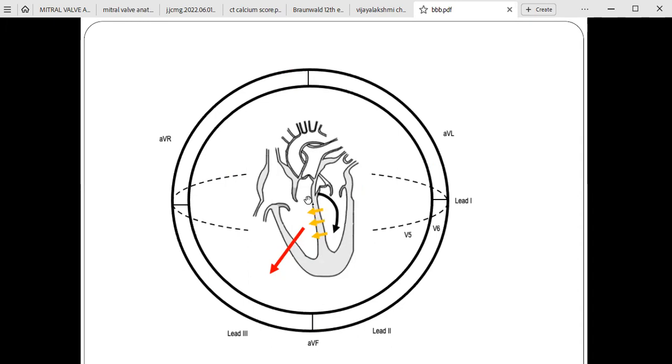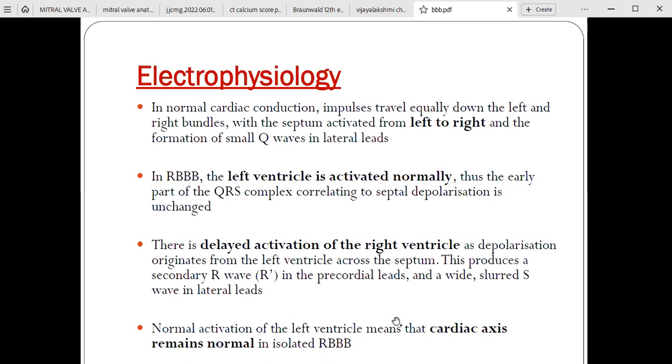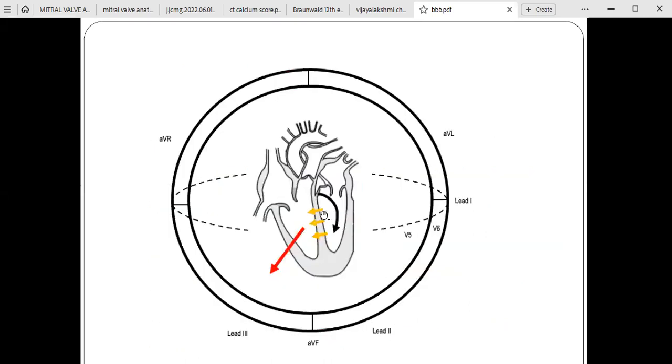In the case of a right bundle branch block, the conduction goes from the AV node to the His bundle, and then there are the right and left bundles. The left bundle branch is normal, and the right bundle branch is blocked. So left side conduction is normal. Initially, there will be activation and depolarization of the left side of the ventricle, followed by slow passing of the depolarization wave from the left side to the right side because of the right bundle branch block.